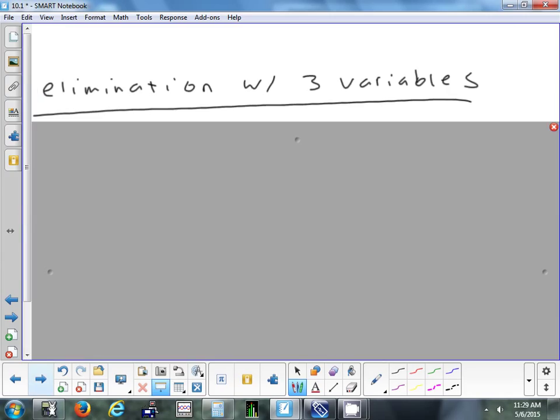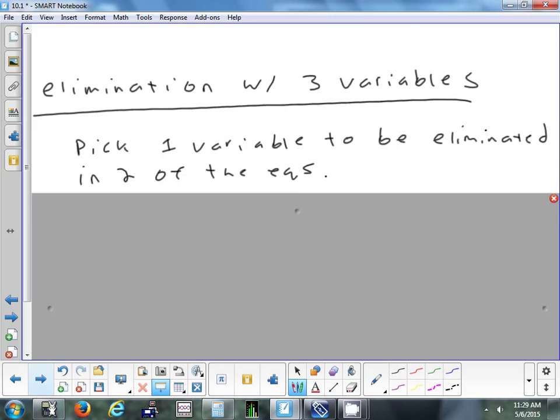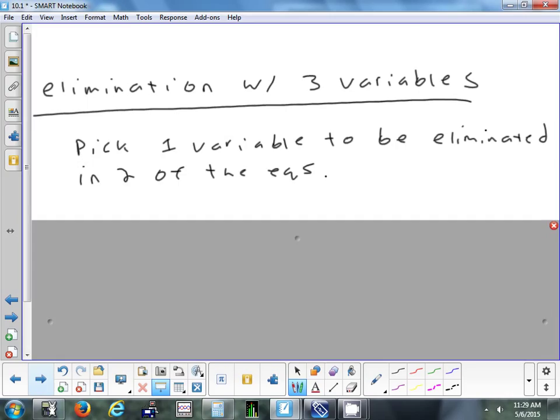All right, so let's try elimination with 3 variables. Okay, so with 3 variables, basically the goal is going to be, you're going to pick one equation. You're going to use that equation to get rid of the same letter in 2 other equations. Right? So you can pick an equation. Let's say you pick the first equation. And let's say you want to get rid of x.